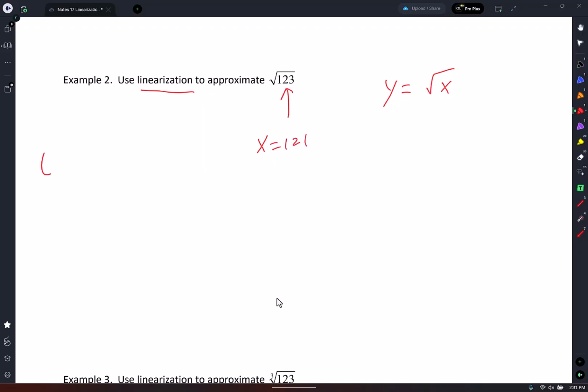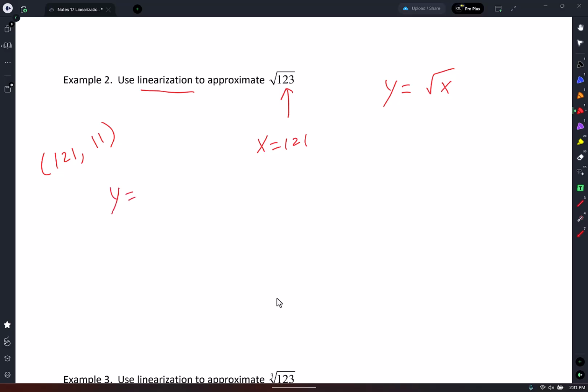121. So here is my point: 121 comma, what's the square root of 121? That's my point. And now I'm going to find a tangent slope, so I get my tangent line. Does everyone know what we're doing? Okay, I'll say it again. I'm finding a tangent line, and I'm going to use that tangent line to approximate what the square root of 123 is.